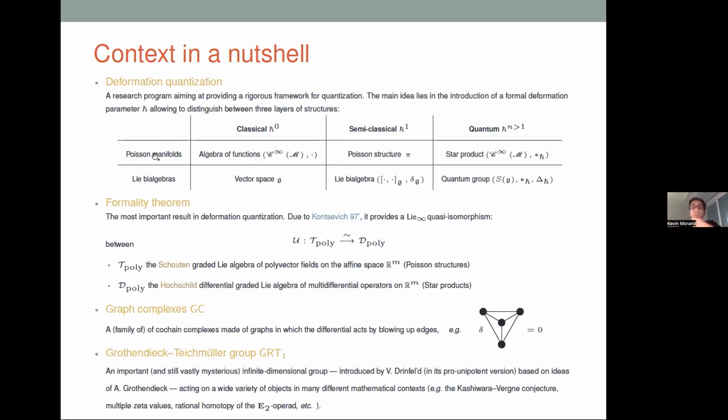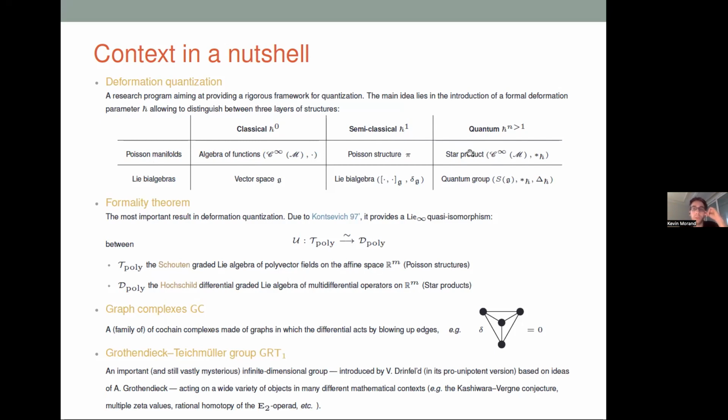The paradigmatic example of a deformation quantization problem is for Poisson manifolds. In this case, we can distinguish between the classical, semi-classical, and quantum level. The classical level is just the algebra of functions on the manifold, which is an associative commutative algebra that we will deform into a non-commutative associative algebra, what we call a star product.